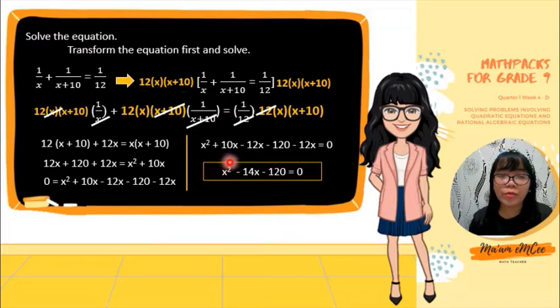So now we will be simplifying through combining like terms. We have here 10x, negative 12x, and negative 12x as our like terms. So we copy x squared. 10x minus 12x is negative 2x, minus 12x, that is negative 14x. Then we copy minus 120 equals 0. So this is now our quadratic equation in standard form: x squared minus 14x minus 120 is equal to 0.